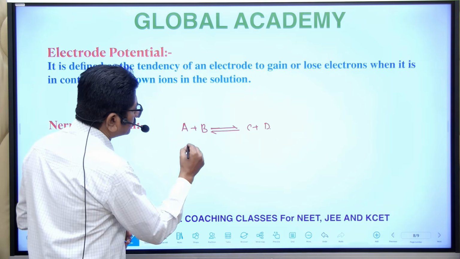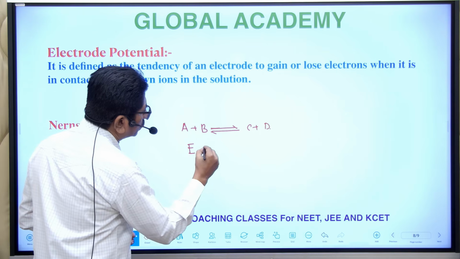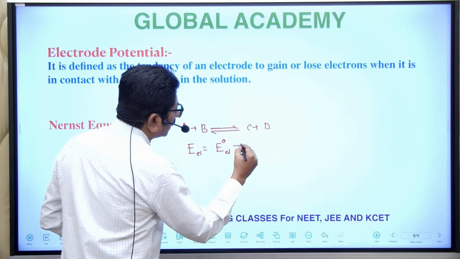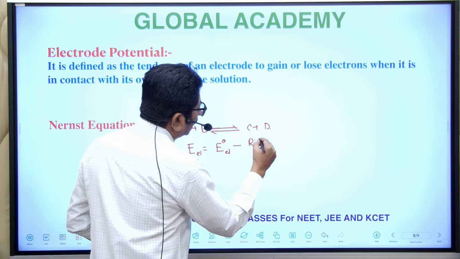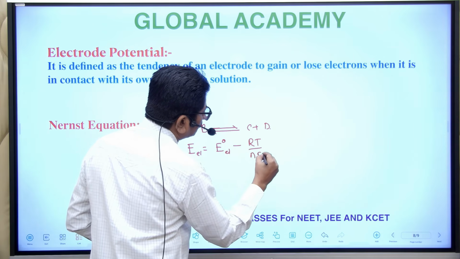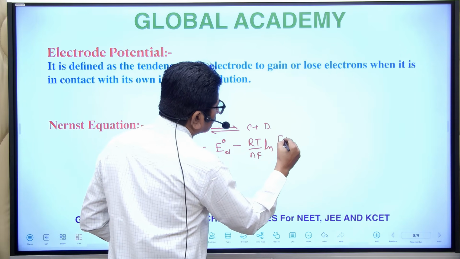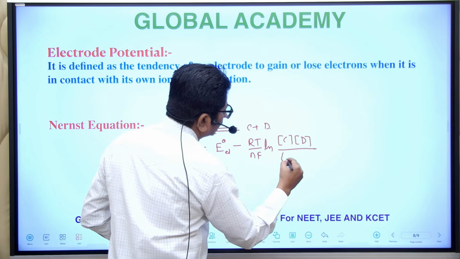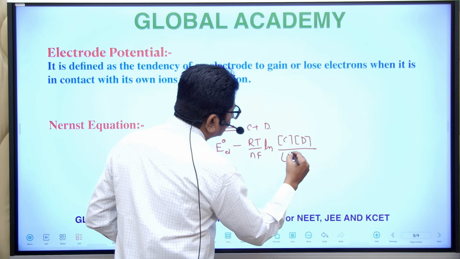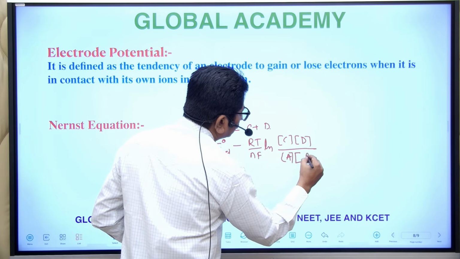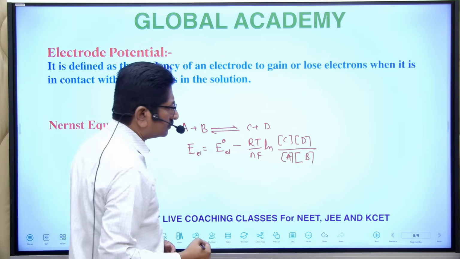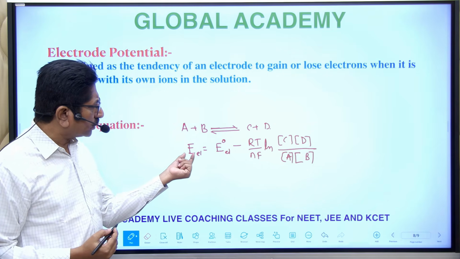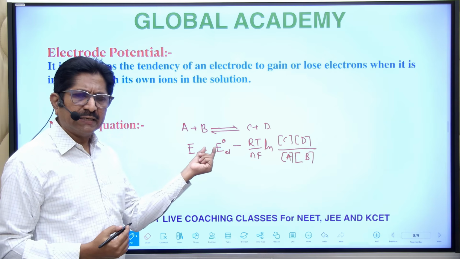So, E of electrode is equal to E naught of electrode minus RT by nF ln concentration of C into concentration of D upon concentration of A into concentration of B. Here E is the electrode potential, and E naught is the standard electrode potential.